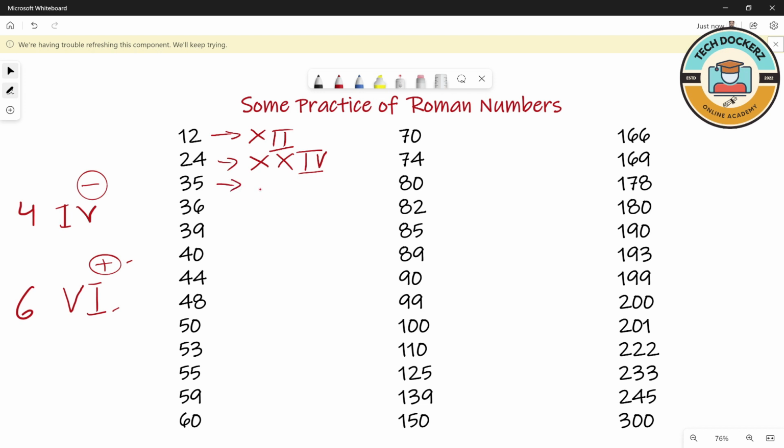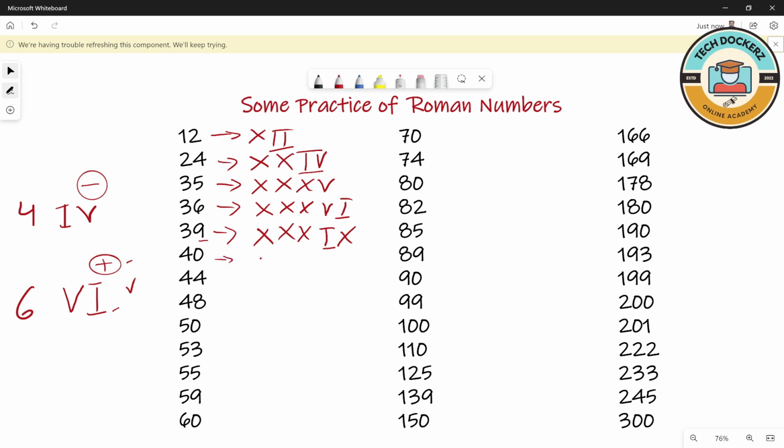How can we write 35? 3 times X followed by a smaller number. Using addition method, we can write 35. How can we write 36? Similarly, 3 times X followed by I, V, which is 6. 39. How can we write 39? 3 times X and then plus 9. How can we write 9? I, X.